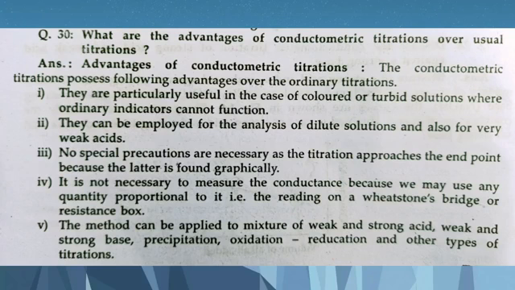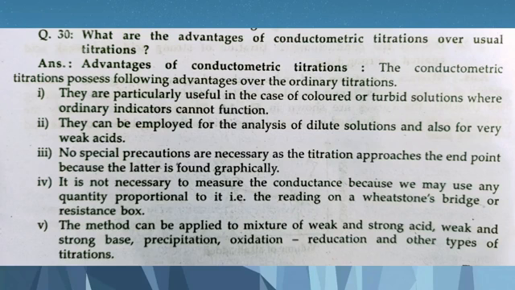They can be employed for the analysis of dilute solutions and also for very weak acids. That is somewhat difficult with the general traditional method. No special precautions are necessary as the titration approaches the end point because the latter is found graphically. So we are getting the result graphically, and it is not necessary to observe minutely. It is not necessary to measure the conductance because we may use any quantity proportional to it, that is the reading on a Wheatstone bridge or a resistance box. So it is again convenient to us.